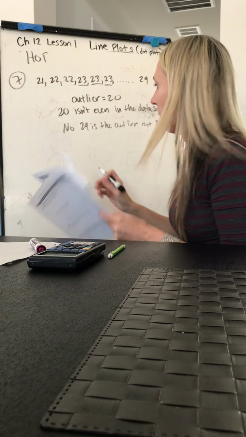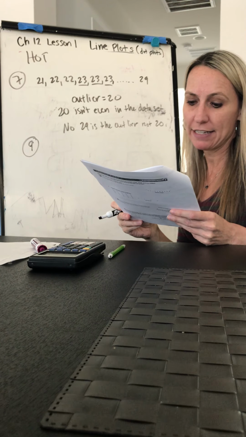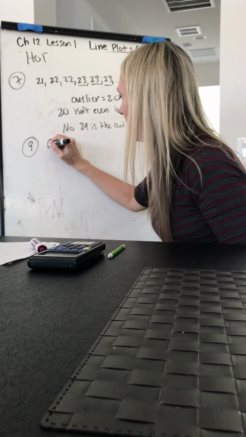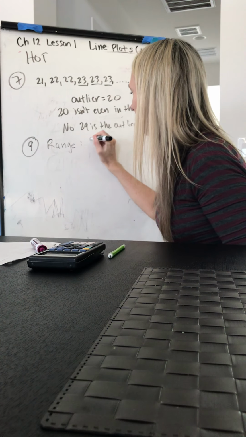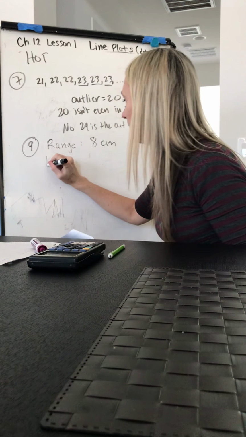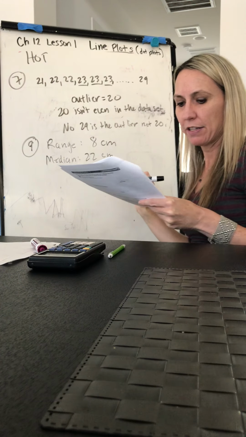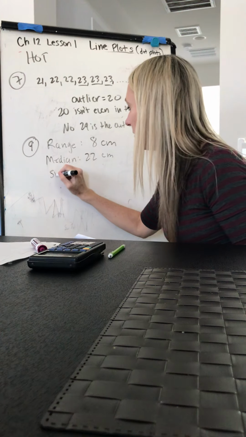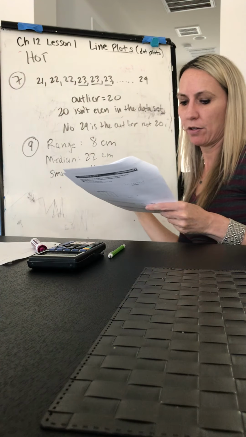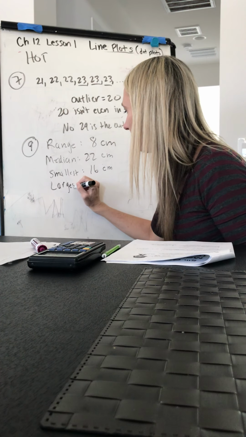Okay, number 9. Hot problem number 9 says there are several sizes of flying discs in a collection. The range is 8 centimeters. So they gave us the range is 8 centimeters. And it says the median is 22 centimeters. The smallest size is 16 centimeters. The question is, what's the largest? So we have to find the largest.